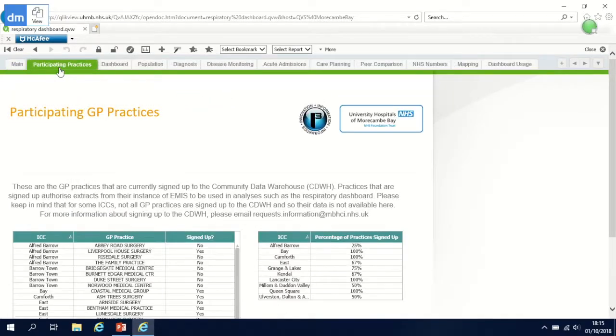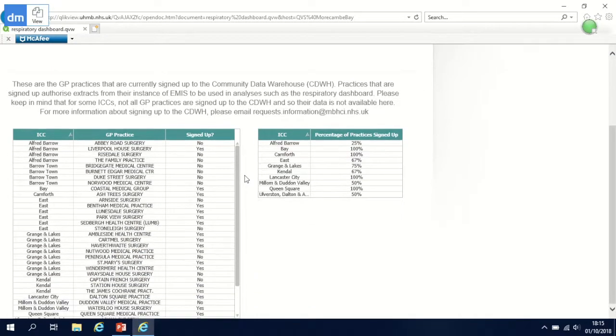If I now go to the tab showing the participating practices, you can see that there are a significant number of practices in Morecambe Bay who, for whatever reason, have not signed up to the Community Data Warehouse sharing agreement. Inevitably, there are many reasons for this, often poor communication and engagement from the system, which means practices either don't know about this service or are sceptical of how the data is handled.